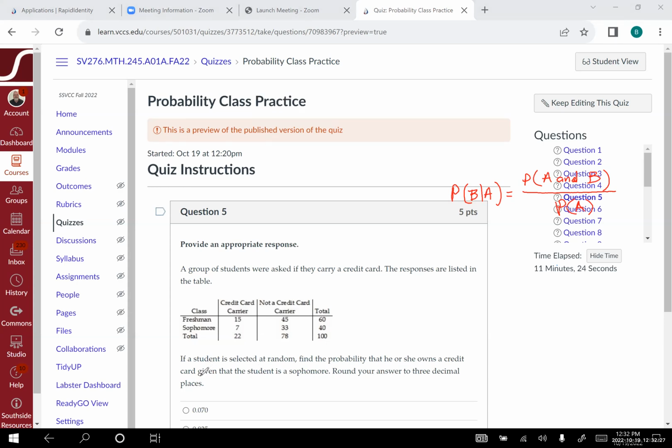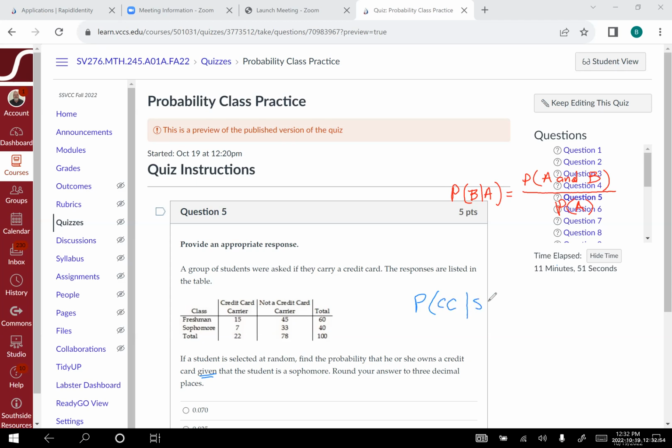Here's another one. I see my little given here, so I kind of am tipped off. And it says, okay, all the same things here. A group of students was asked if they carry a credit card. The responses are listed below. If a student is selected at random, find the probability that he or she owns a credit card, given the student is a sophomore. So probability of owning a credit card, given sophomore.